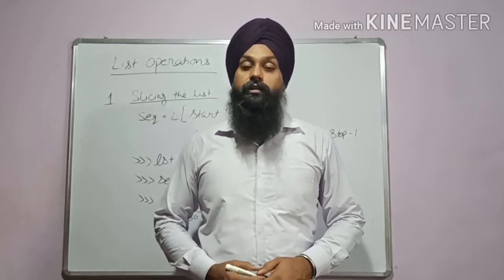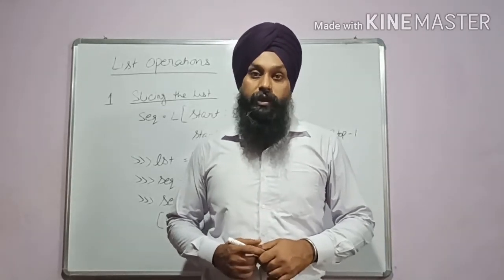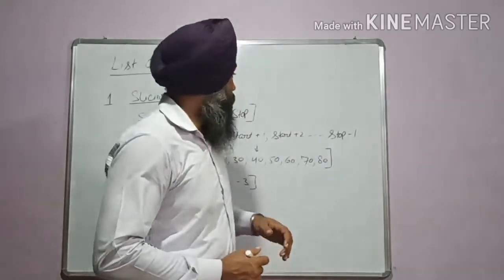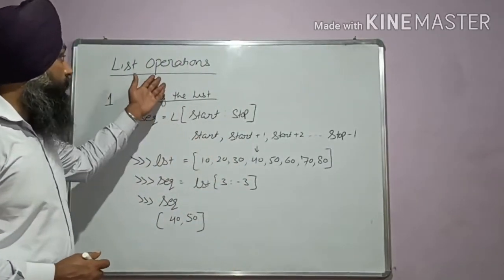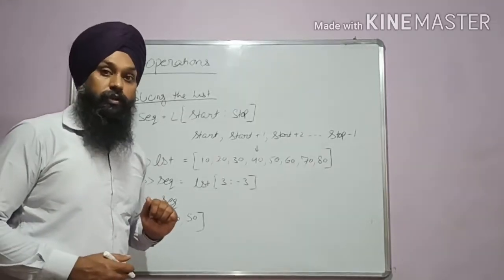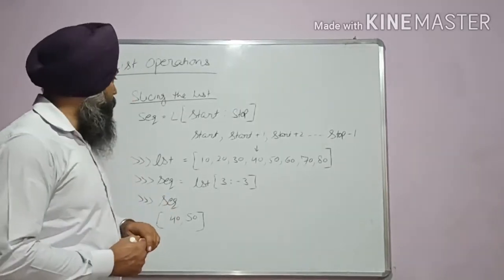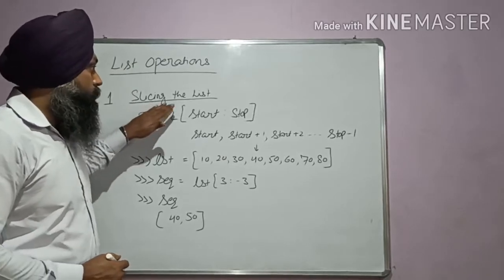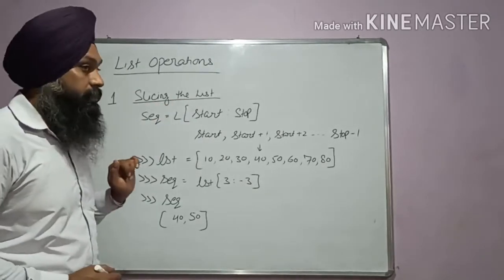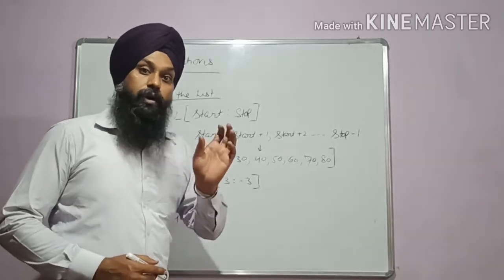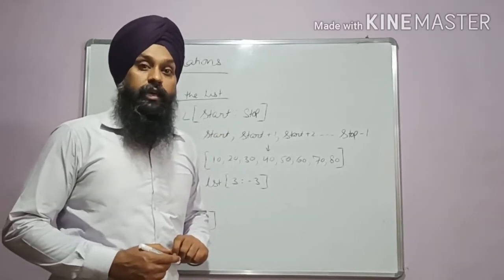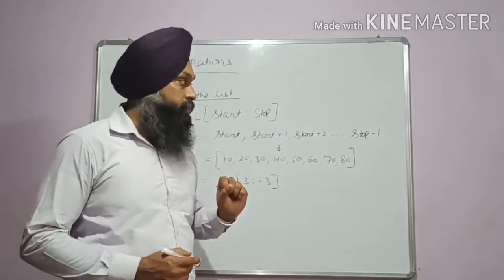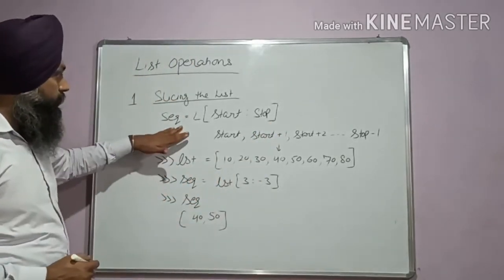Last week we started our next topic, list, and today we will see how we can apply different operations on list. Here our first operation on list is slicing the list. Slicing the list means taking some part of the list, or we can say extracting some part from the given list. So here is the syntax.